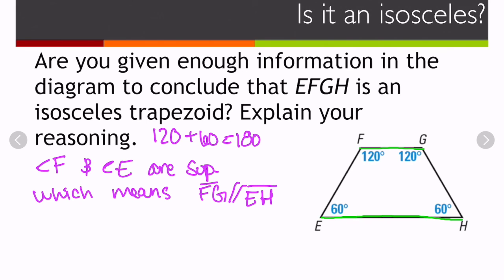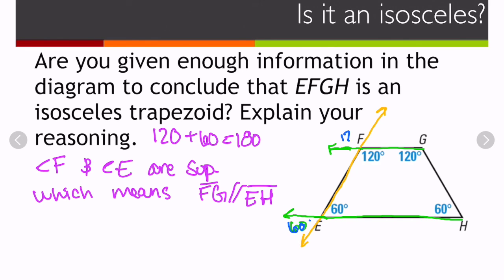And if you forgot the reasoning behind that, you could think about extending this line FG and extending FG and EH. And if you filled in what you knew about the angles, by vertical angles, this also has to be 60.